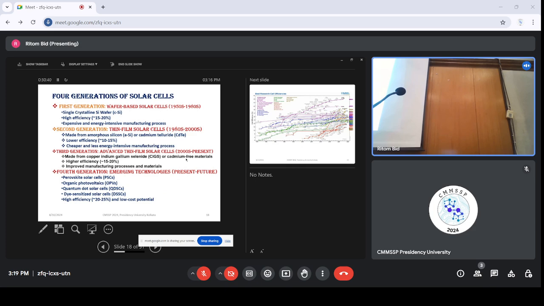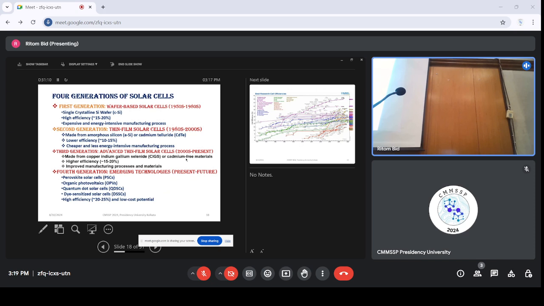Perovskite solar cell, most of you have heard of the perovskite material. They are really going to be the game changer in the future because their efficiency has exceeded the theoretical efficiency set by the Shockley-Queisser limit. But the problem with the perovskite material is their stability. They degrade very fast in the open ambience. That is actually the problem. But the efficiency is very high for the perovskite material.